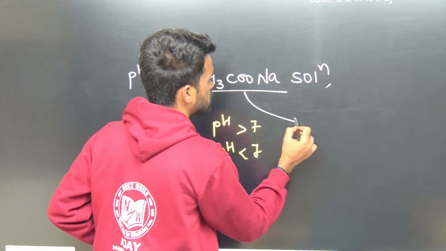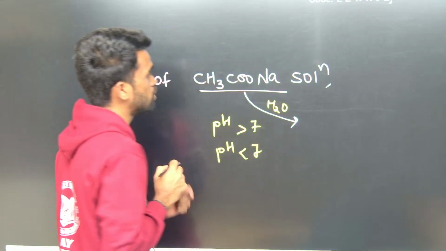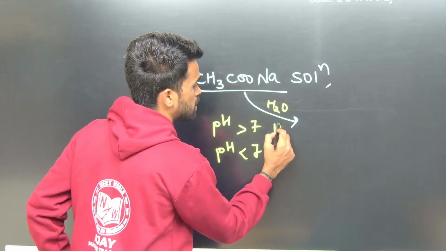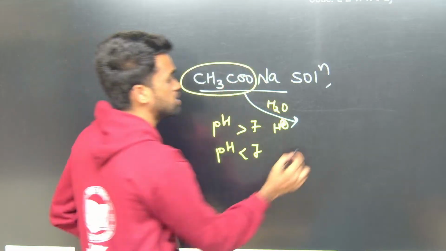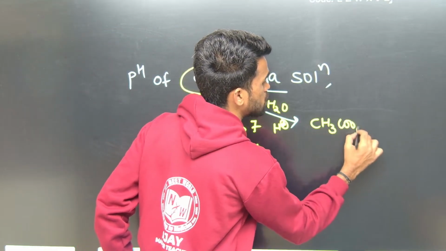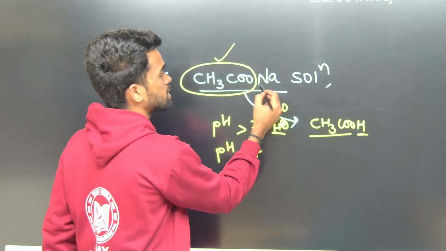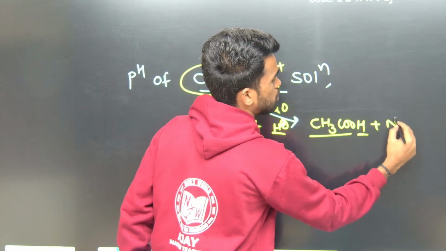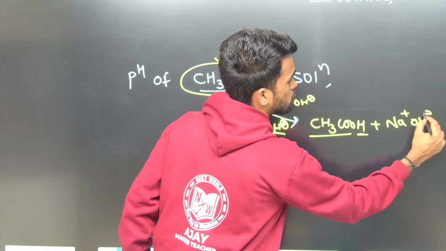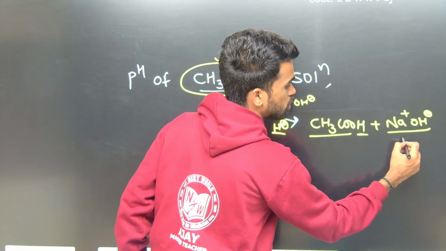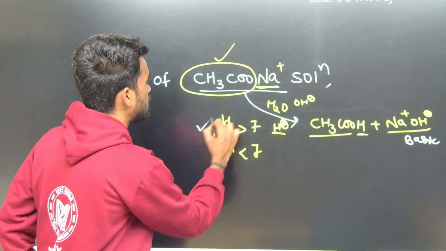Whenever they give this kind of salt hydrolysis question, just add water to this. If you add water, what happens? The cationic part of water is H plus, so that will be paired up with the anionic part of the salt. The anionic part of the salt is the acetate ion, so we will get CH3COOH. What is the cationic part of the salt? Na plus, and that pairs up with the anionic part of water, OH minus, to form another compound. NaOH is a strong base, therefore the resultant solution will be basic, and the pH is definitely greater than 7.